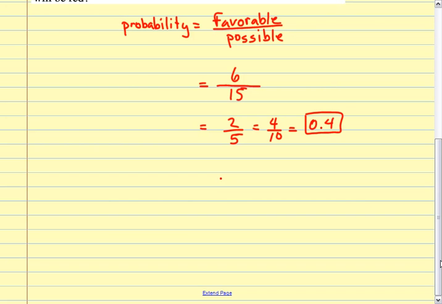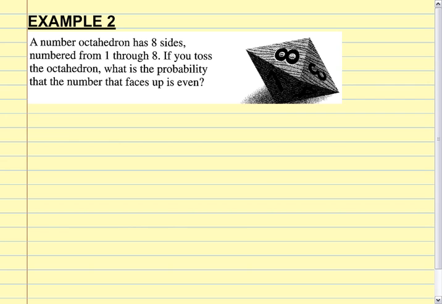Okay? Now let's look at the next one. The next one says a number octahedron. Okay, well basically that's a die, but it has 8 sides, instead of 6. Is numbered from 1 through 8. If you toss the octahedron, what is the probability that the number that faces up is even? Well, remember, probability, and I'll abbreviate, is equal to favorable over possible. Well, how many different numbers could land face up? 8 different numbers. Out of those 8, how many of them are even?